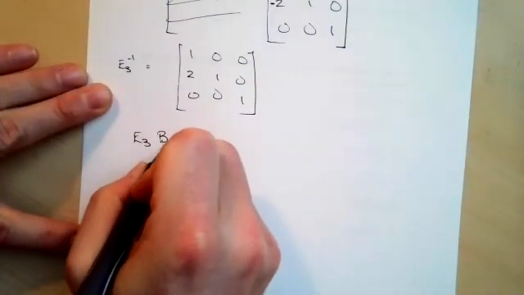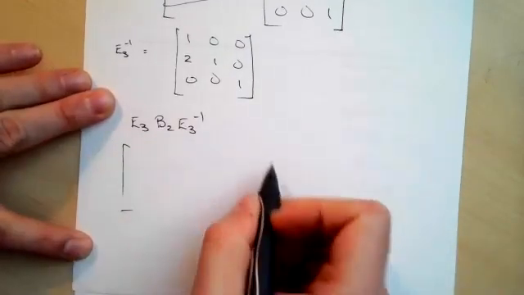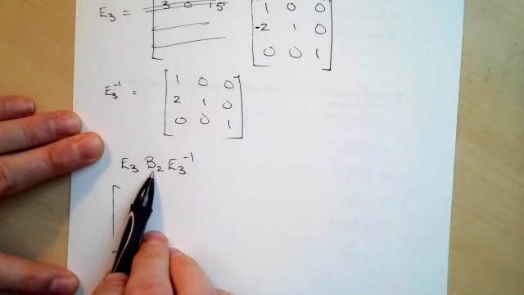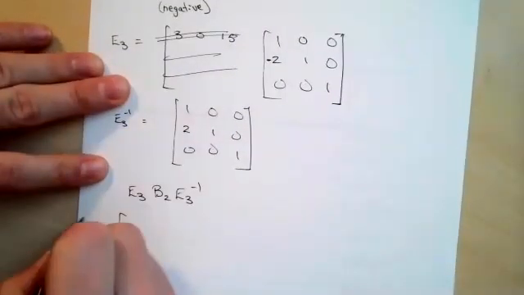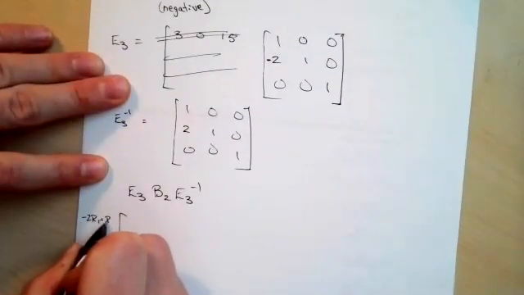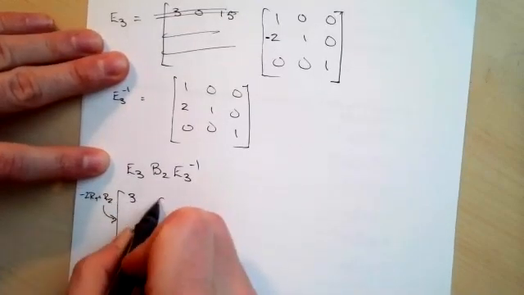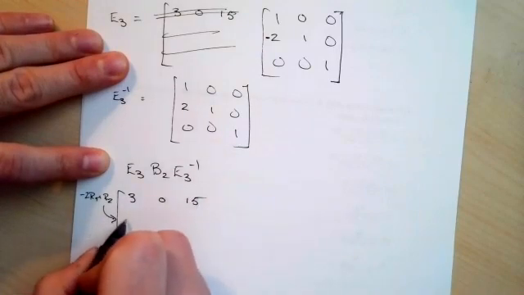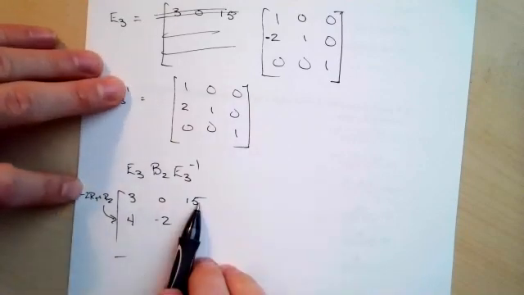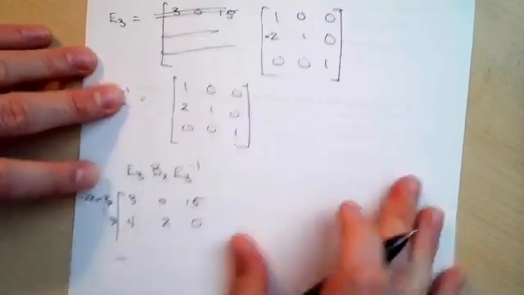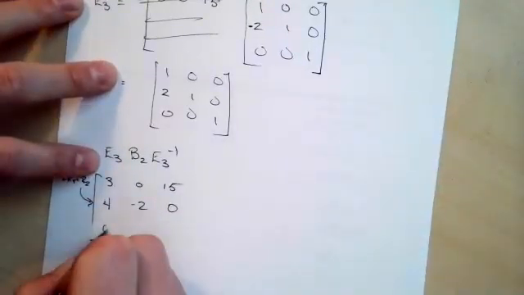So we want to compute E3, B2, E3 inverse. What is that going to do when we apply E3 to B2? It'll be -2 row 1 plus row 2. Sorry, I'm in the wrong spot. So we'll have 3, 0, 15. And then we will have 4, or sorry, -2. And then this entry here will actually be 0 as well, since we will have -15 times 2 plus 30.